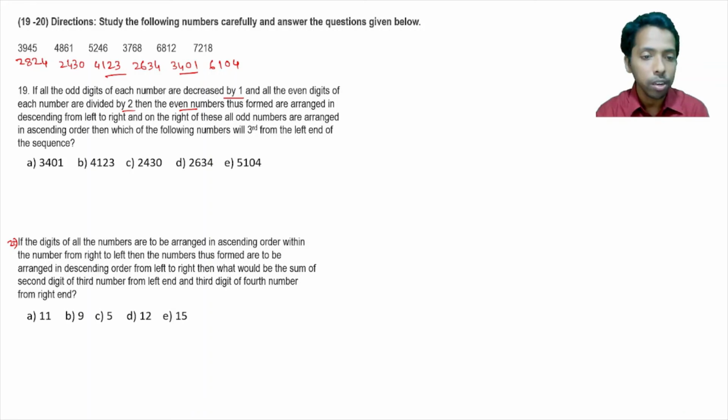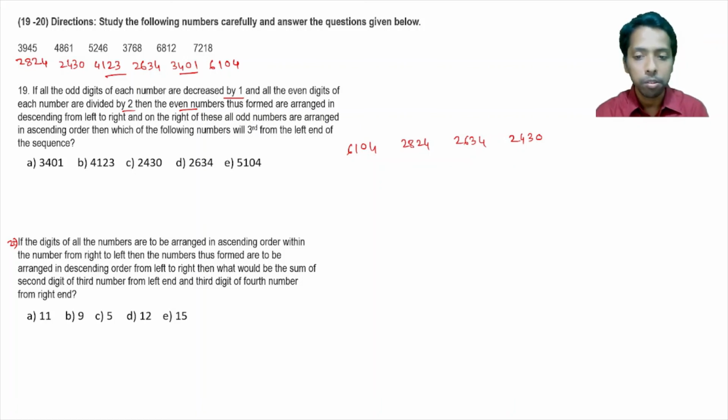So which is the highest one? That is 6104. The next one is 2824. The next one is 2634. Next one is 2430. Now all the 4 even numbers we have arranged here. Then the odd numbers are arranged in ascending order.